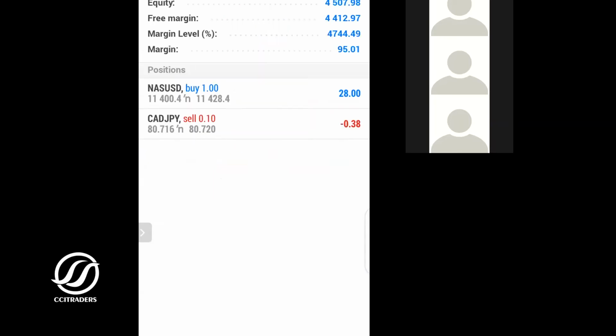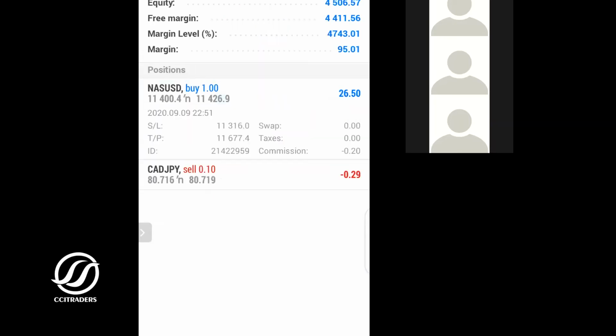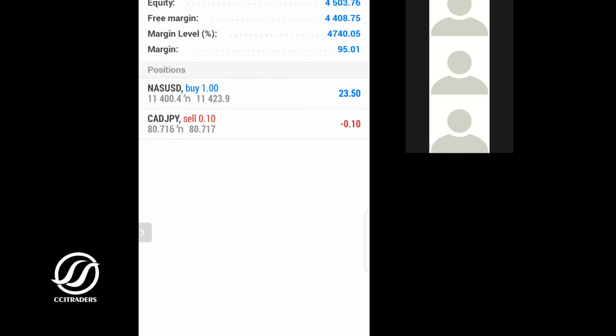So I have my stop loss and I have my take profit placed on both trades. What I have just done is an instant execution buy and an instant execution sell on two different currency pairs. All right. Now on Saturday we talked about taking partial profit.